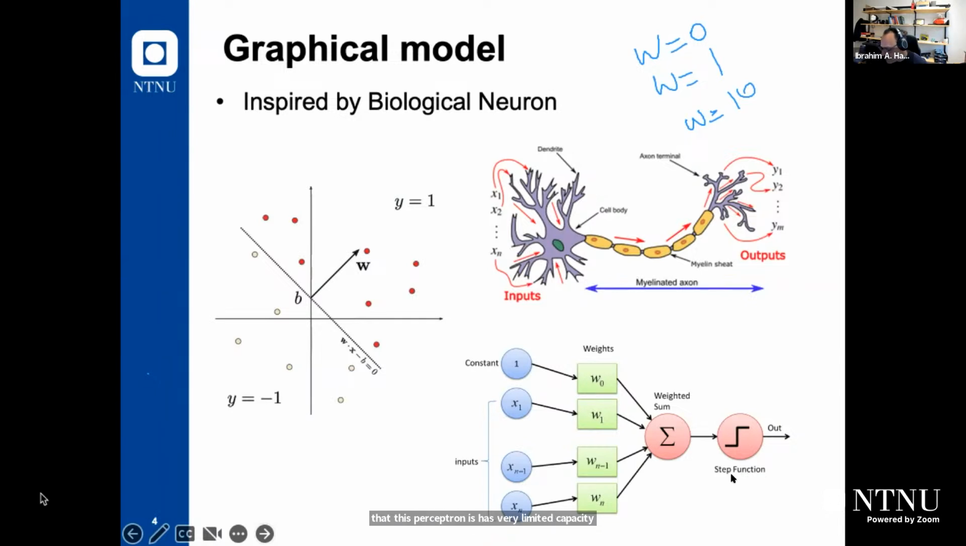So in this plane, you can just imagine that the x-axis is represented by x1, for example, and the y-axis is represented by x2. We need to solve this problem.